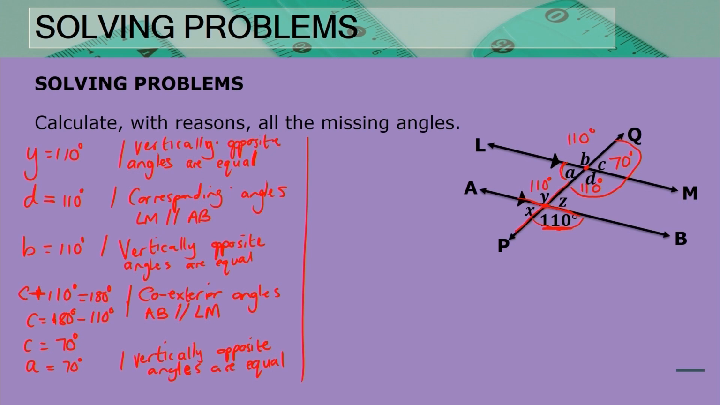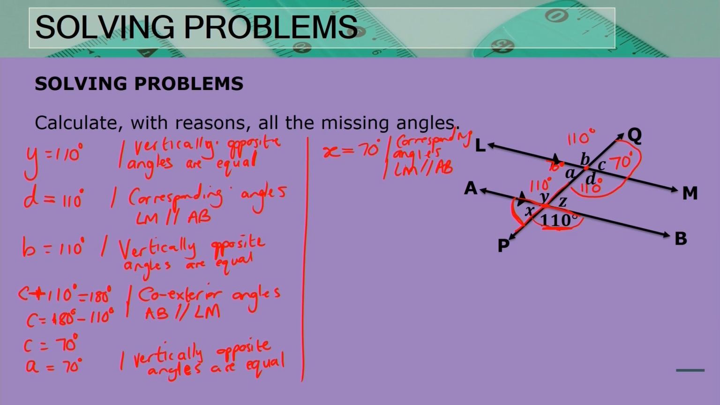Now when we look at our x, let's put that 70 degrees there for angle A. Our x is corresponding with our angle A because they are in the same relative position. So because they are corresponding and they are under parallel lines, that means that they are equal. So angle X is also 70 degrees. Our reason for that is because of the corresponding angles. And of course, only because LM is parallel to AB.